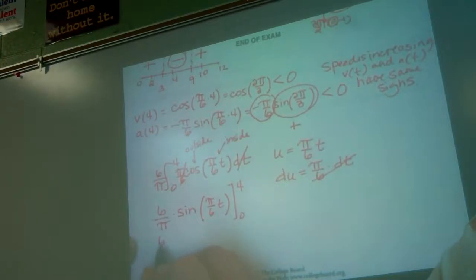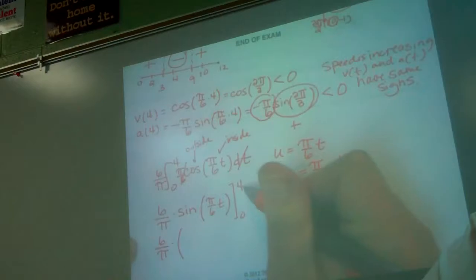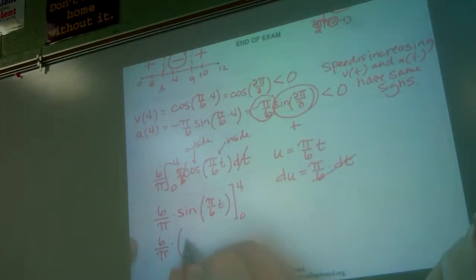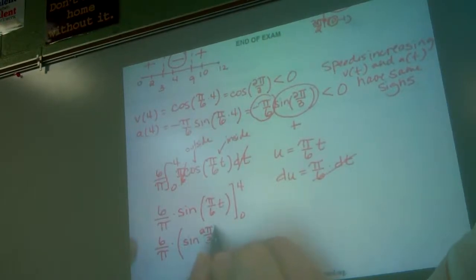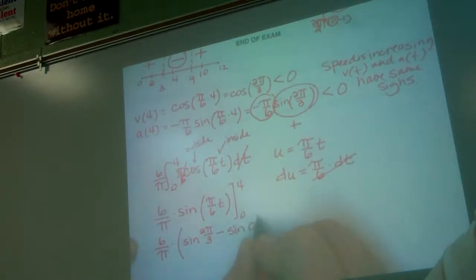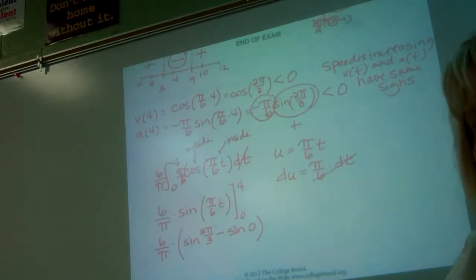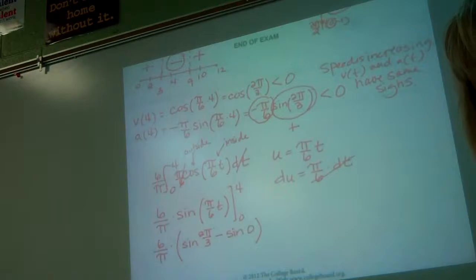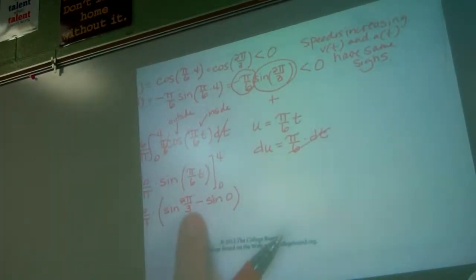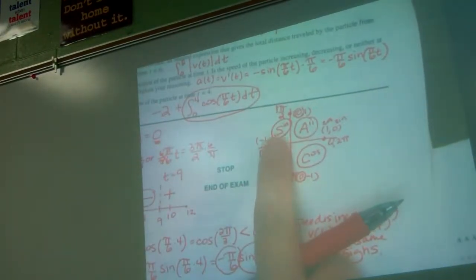Okay, so 6 over pi times, all right, we're going to plug 4 in, and we're going to get the sine of 2 pi over 3 minus, when we plug 0 in, the sine of 0. Alright, so to figure out the sine of 2 pi over 3, we know it's positive. We've already talked about that 2 pi over 3 is in the second quadrant where sine is positive.